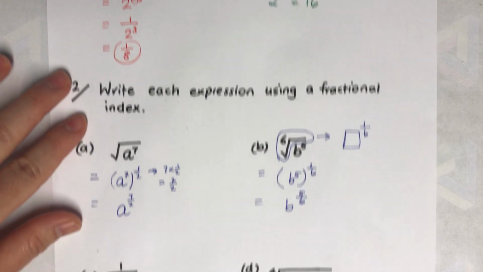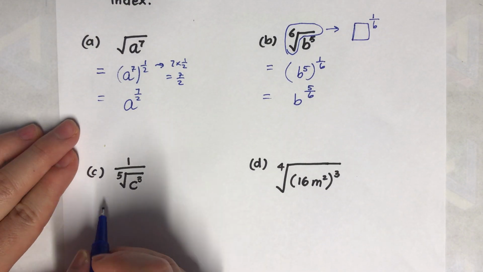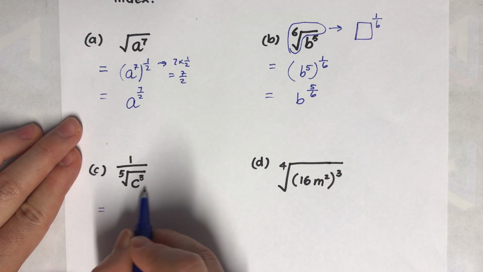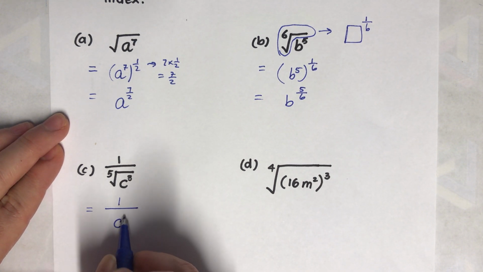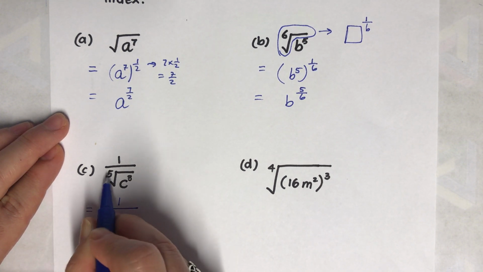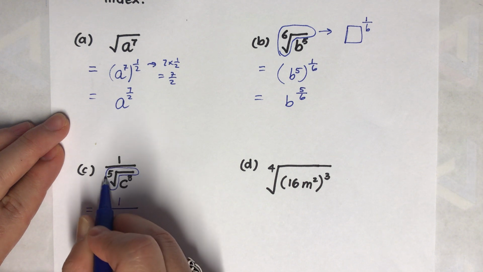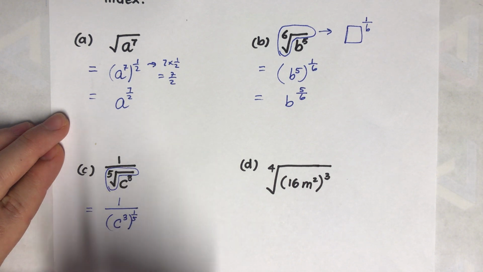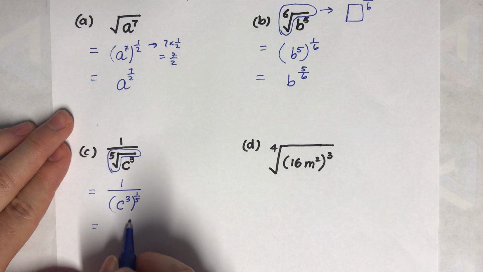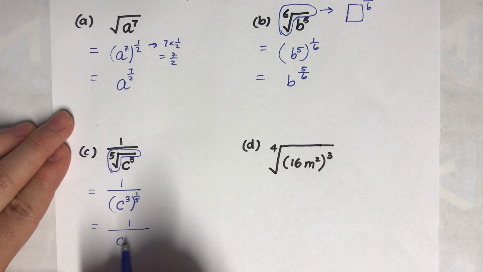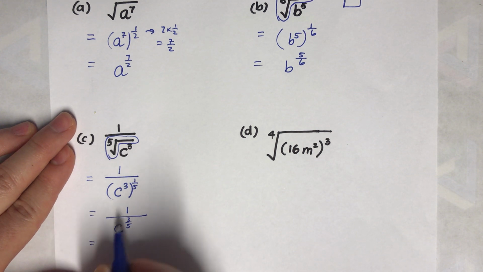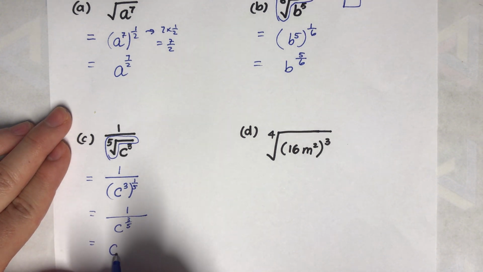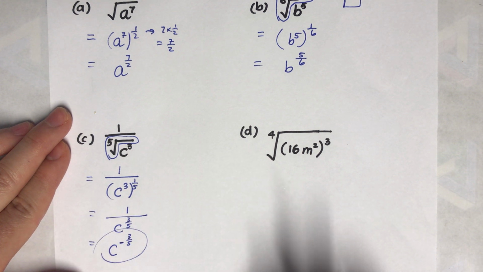Okay, and next one. All right, I'm going to deal with one at a time on the bottom first. So 1 over c to the power of 3. Now remember, this is the power of 1 over 5. So then my answer will be c to the power of 3 over 5. And because 1 over something means negative power, my answer is that.